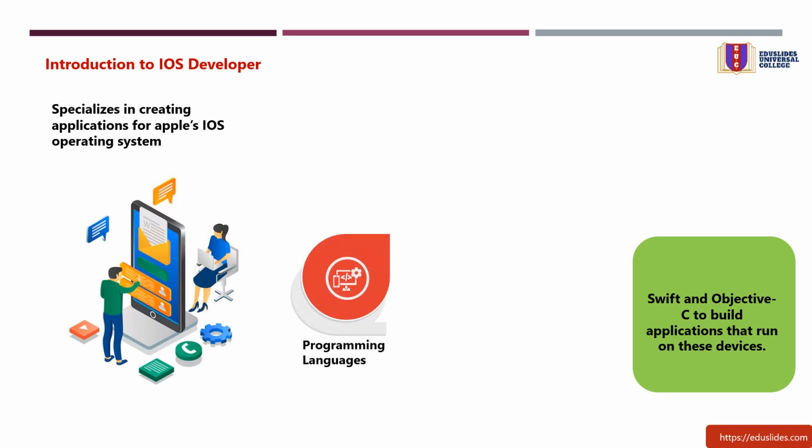1. Programming languages. Swift is the preferred programming language for iOS development. Introduced by Apple in 2014, it is designed to be modern, safe, and efficient, making it easier for developers to write reliable code. While Swift has become the primary language, many existing iOS applications were built using Objective-C. Developers may encounter Objective-C code when maintaining or updating older apps.